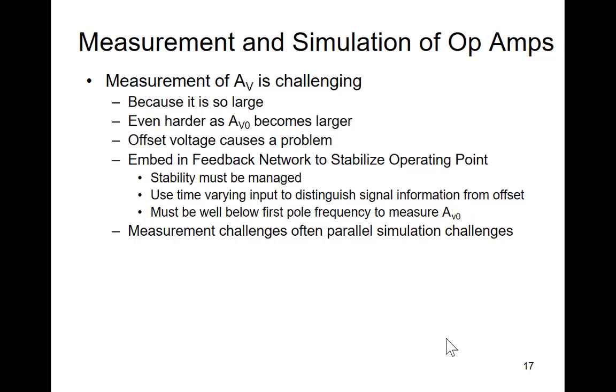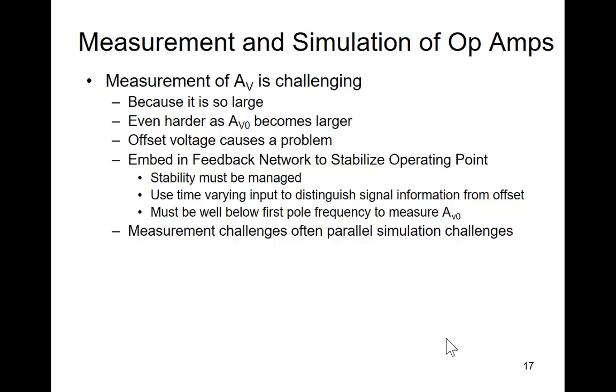So if you want to measure the gain, oftentimes you want to have a time-varying input, and the time-varying input will not cause the offset effects to change, but it will cause the signal-dependent effects to change. So maybe you put a square wave into your amplifier, for example, and that way you can separate changes in the input from DC values of the input, same as the output.